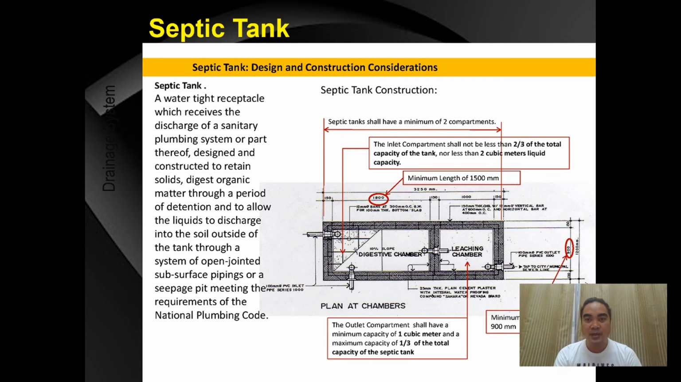The inlet compartment shall not be less than 2/3 of the total capacity of the tank, nor less than 2 cubic meters liquid capacity. Minimum length of 1,500 millimeters, minimum width of 900 mm. The outlet compartment shall have a minimum capacity of 1 cubic meter and a maximum capacity of 1/3 of the total capacity of the septic tank.